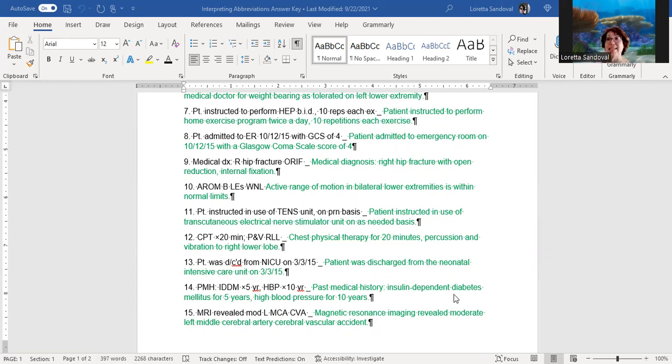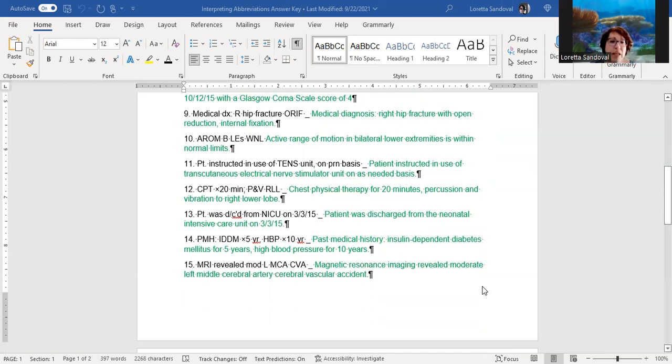A lot of times you'll see DM for diabetes mellitus, or more likely now these days you'll see type 2 diabetes or type 1 diabetes. So type 1 is insulin dependent diabetes, and we will see that in the endocrine chapter in PTA 274. High blood pressure, HBP, for 10 years. So pretty straightforward. Number 15, MRI.